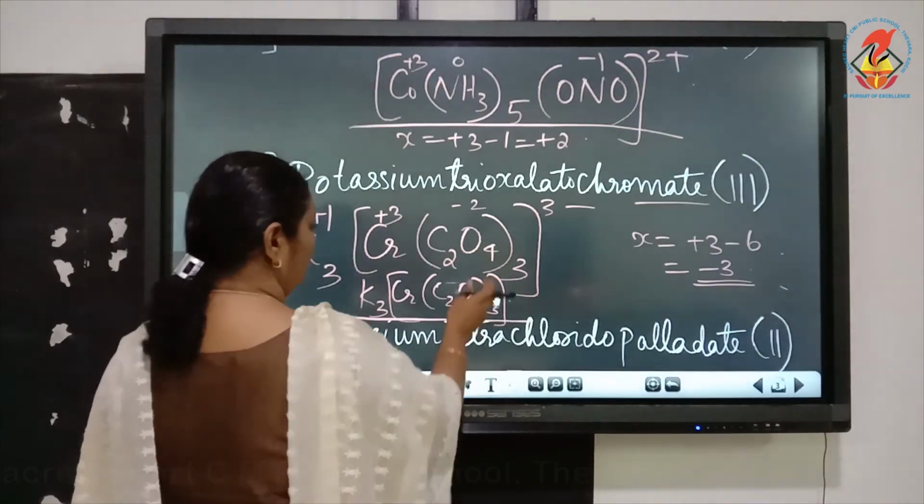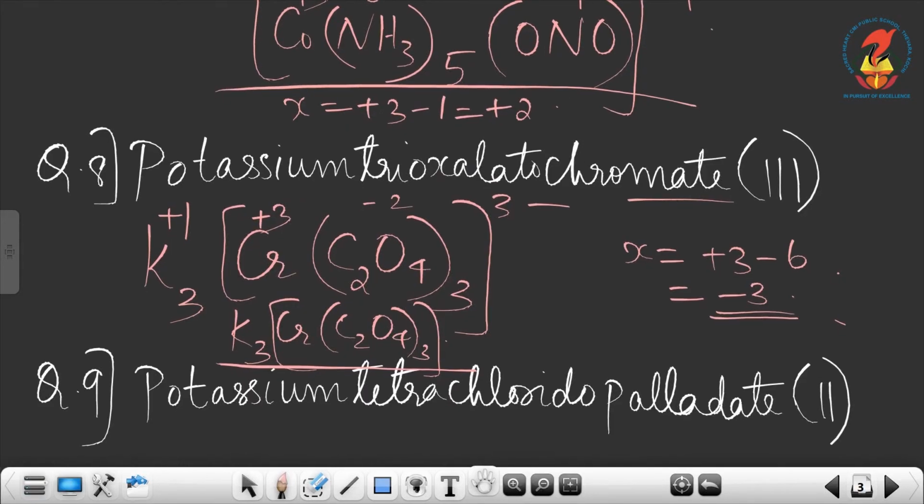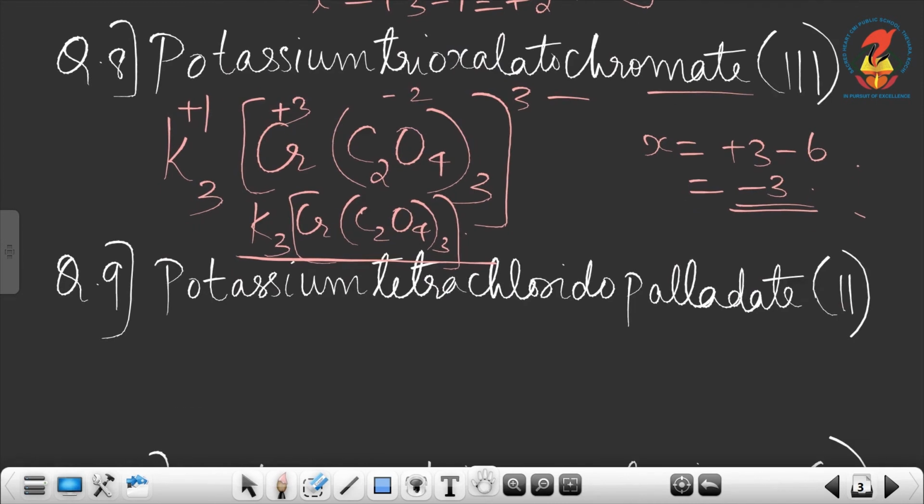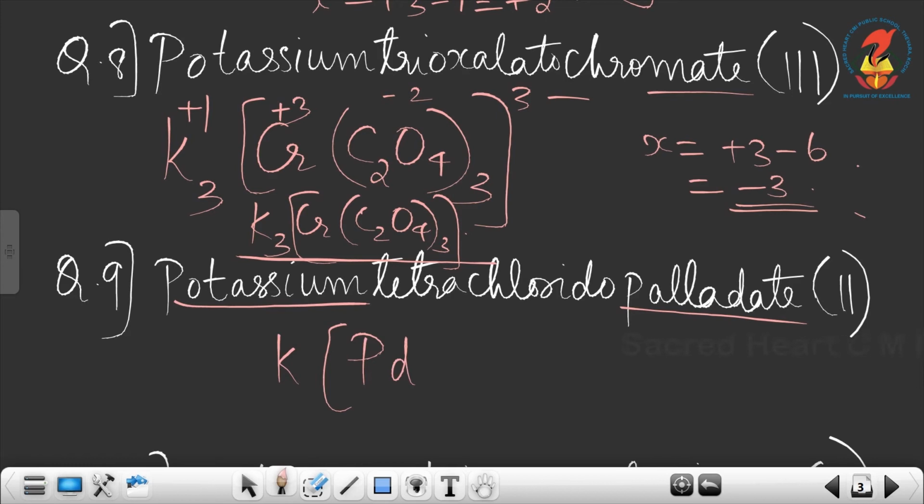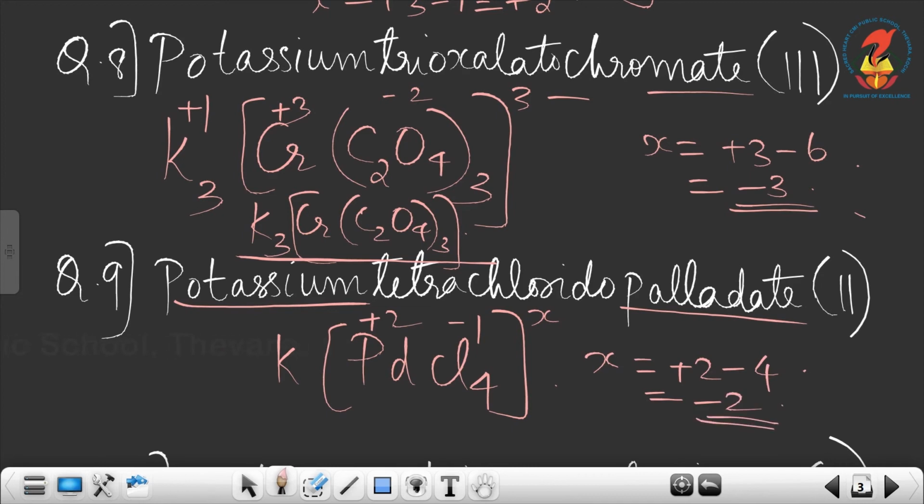Now question number 9 is potassium tetrachloridopalladate(II). Now palladate is palladium, symbol is Pd. So the central atom is palladium and we have the counter ion as potassium. So K, now start the bracket, Pd, palladium. Tetrachlorido means Cl4. Now no more ligands. Now find out the number of potassium ions required. So palladium is +2, chloride is -1. So find out the charge on the complex ion, that is X. X will be equal to +2 -4, which is equal to -2.